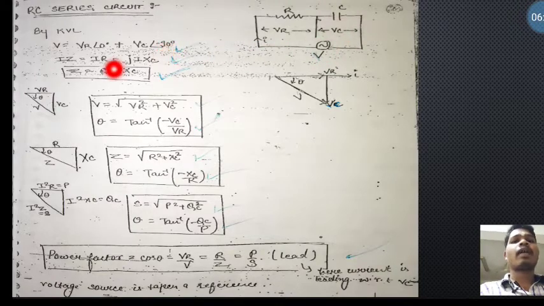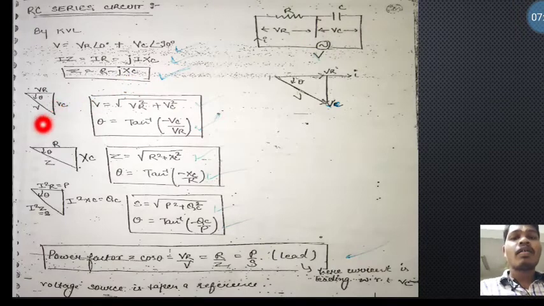V is equal to I into Z, VR is equal to I into R, and VC is equal to minus j I XC, or Z is equal to R minus j XC. Why do we take the minus term? Because of the capacitance effect, we take the minus term.